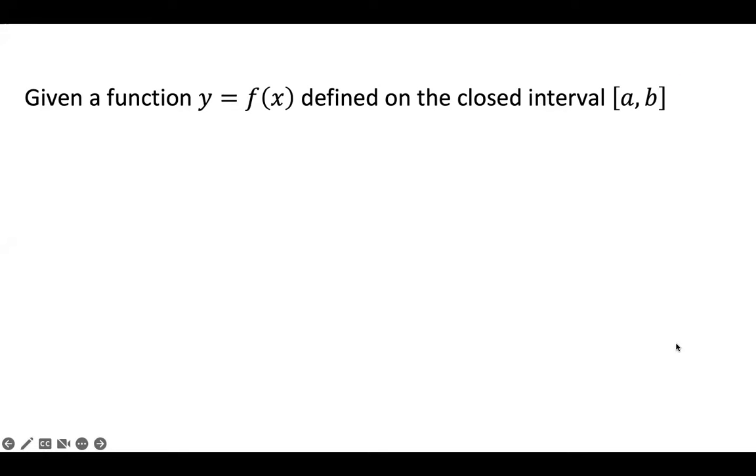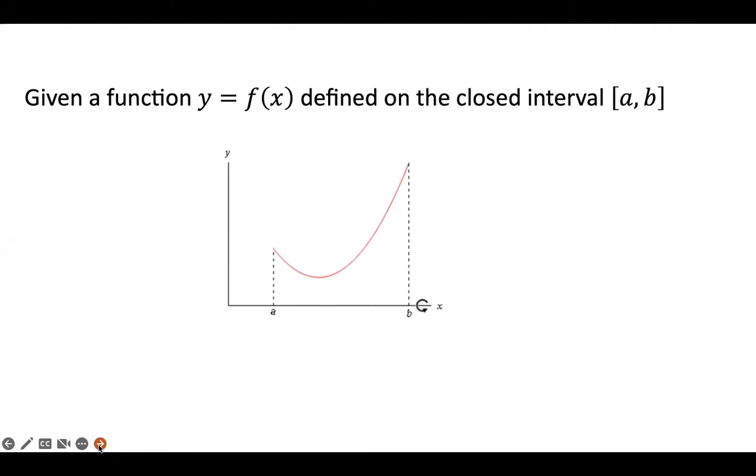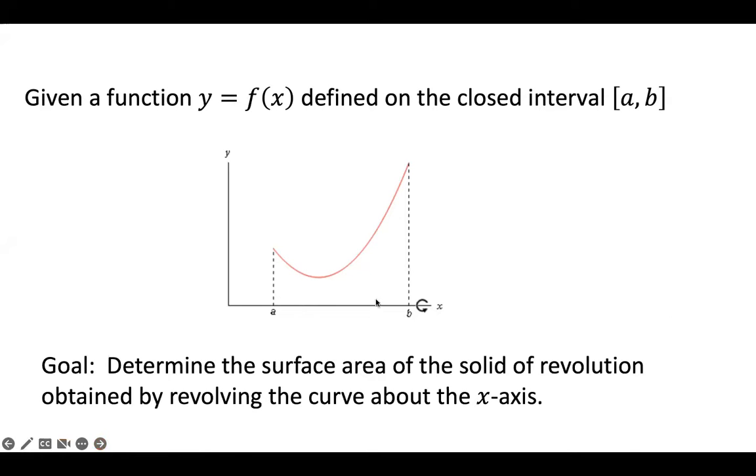Here we want to take a look at a function y equals f of x defined on a closed interval from a to b. So it looks something like this. And what's our goal? We want to wrap this function around the x-axis, creating a solid. And then our goal is to determine the surface area of that solid of revolution.